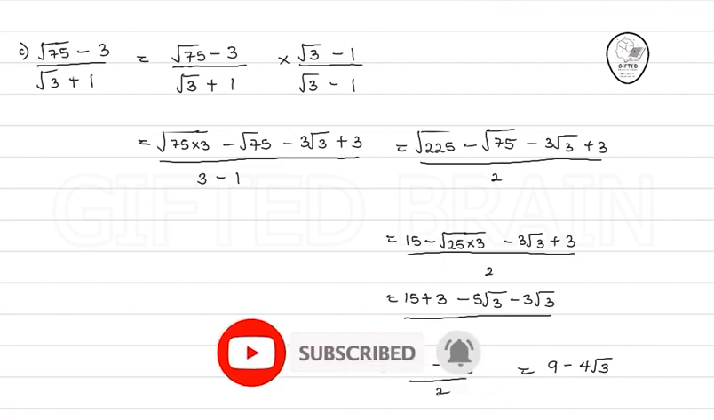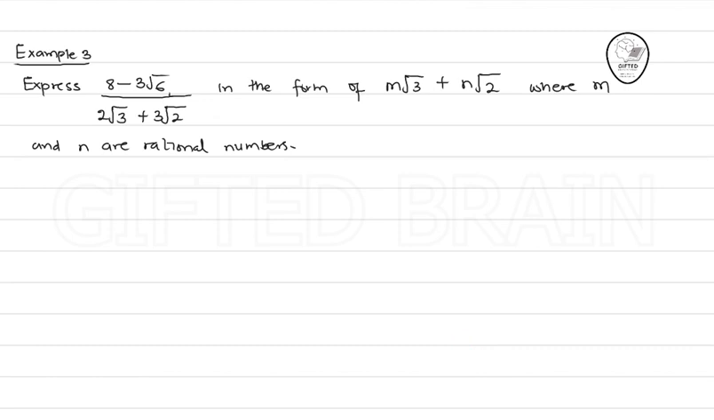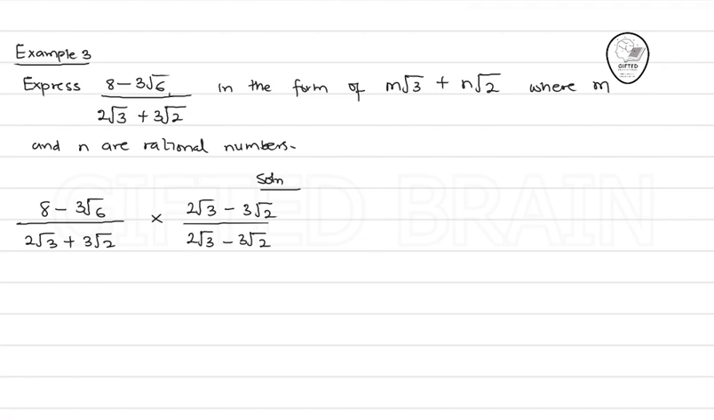Let's take another example now, and look at this example 3. Express 8 minus 3 root 6 all over 2 root 3 plus 3 root 2 in the form of m root 3 plus n root 2, where m and n are rational numbers. To solve this, we also apply the technique of rationalization. As we look at this question, the first thing to do, like I said, is to rationalize by the conjugate of the denominator. And we've done that already.